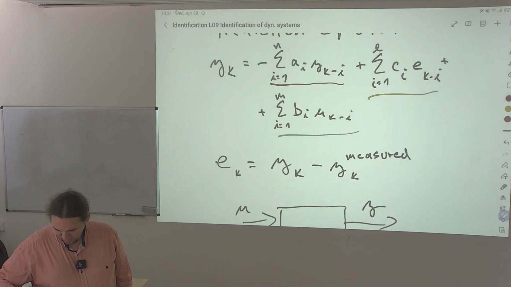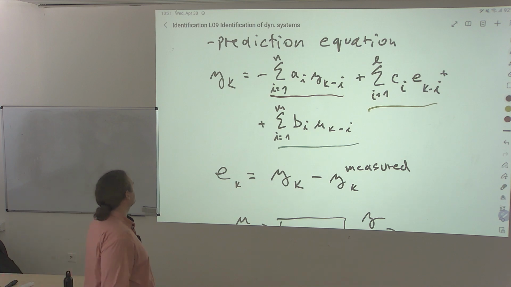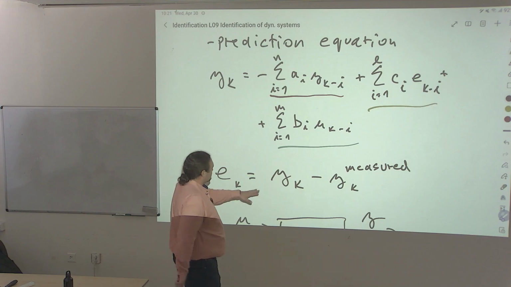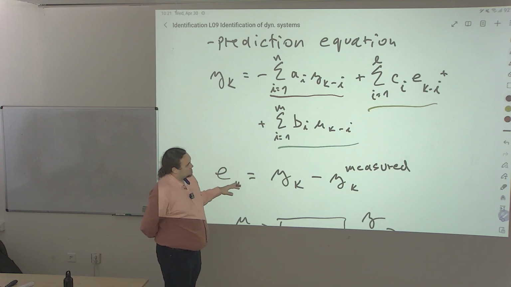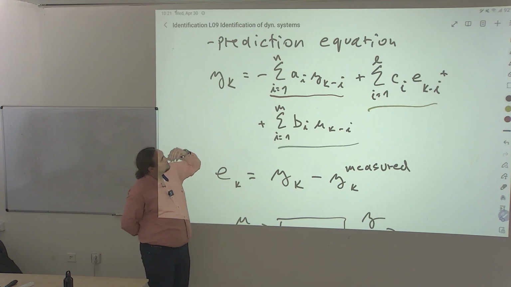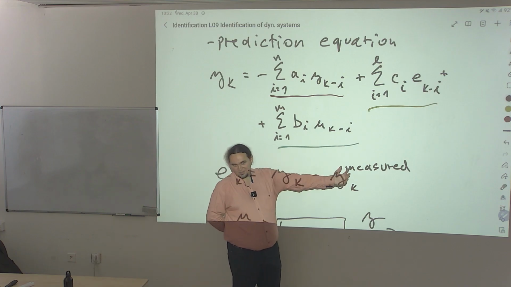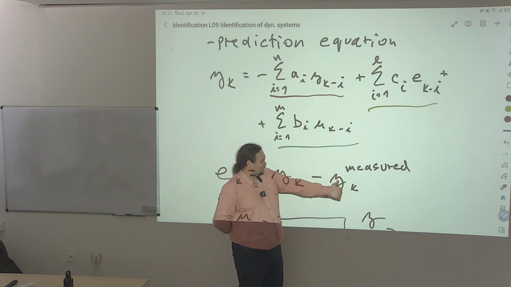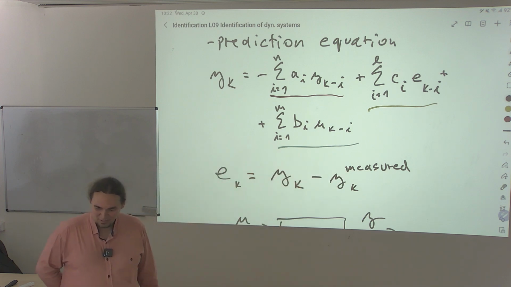It might not be very easy to train. Basically, we need nonlinear optimization for it in many cases, and you might now ask the question: how do you predict? Because this is a prediction equation, but if we want to predict into the future, we don't have these measurements in the future.